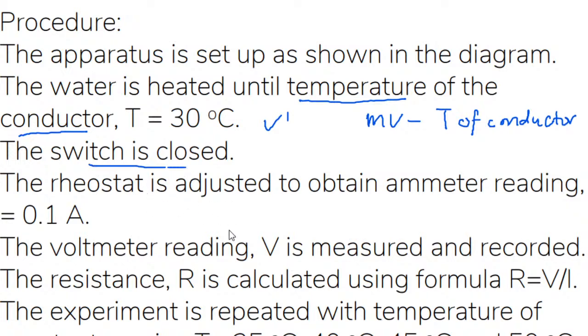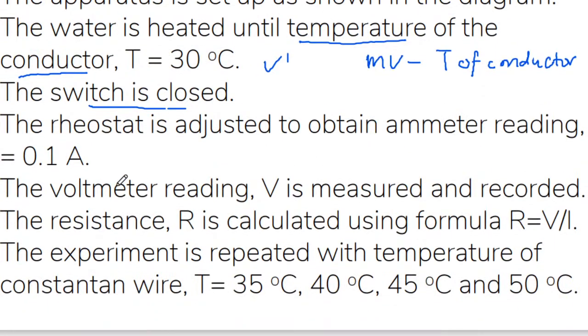The switch is closed. Rheostat adjusted until the ammeter reading, this one is fixed, 0.1 ampere. Then voltmeter reading V measured and recorded. Resistance R calculated using the formula, same as just now. So you see the keyword: voltmeter reading V measured, or add, measured using voltmeter, and recorded. So resistance R calculated using the formula. We can accept this formula because you already mentioned what is V, what is I.